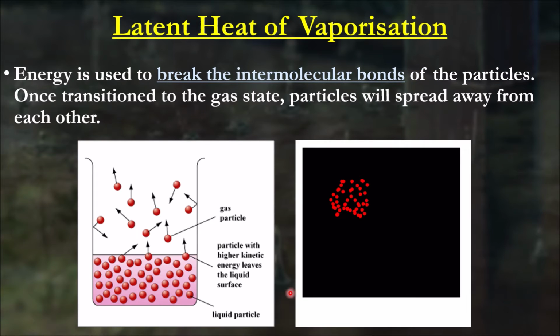Latent heat of vaporization is where we have a complete breakage of any intermolecular bonds between particles. So once we transition to the gas state, the particles will spread away from each other. So let's say, for example, our little diagram here. If we've reached vaporization, we essentially see the particles move away in all random directions away from each other, and they will not attract back to each other, unless obviously we decrease the temperature.